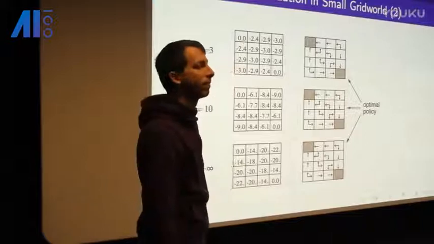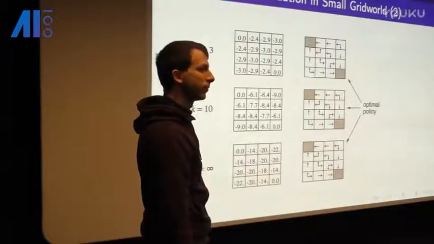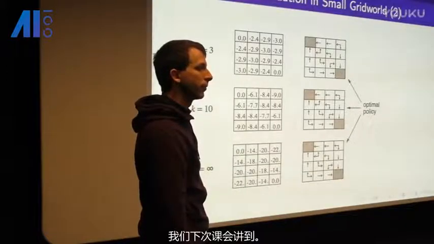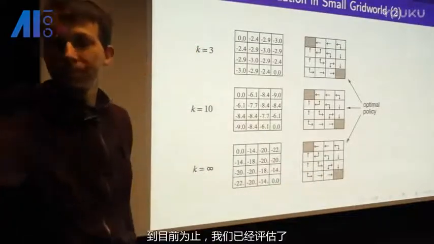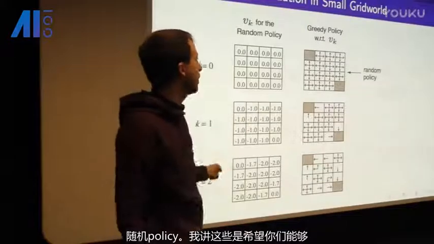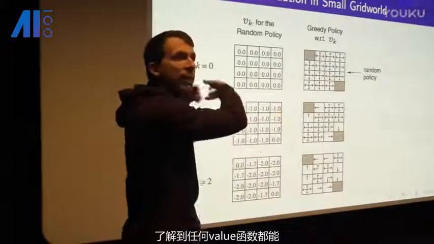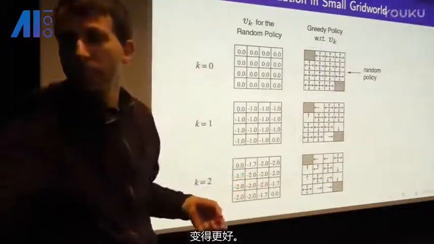Yeah, question? I don't quite understand that. The policy improves, but the numbers are still computed based on taking a random policy. It's not fed back into the calculation. No, that's coming next. So for now, we're just evaluating the random policy, and all I want to show you is that any value function can be used to compute a better value function.